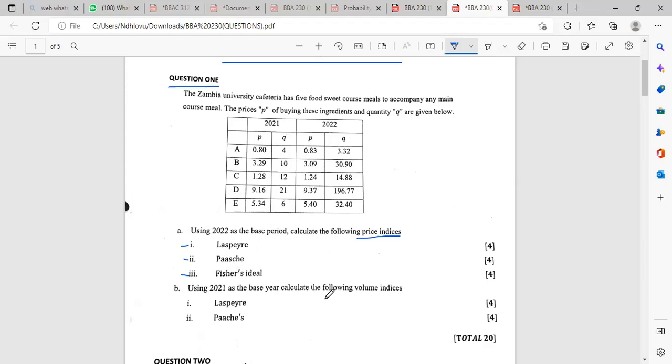Then here we're finding the volume indices. For volume indices, it's a totally different formula that we are going to use, so that we get the full marks for question 1. So quickly, let us start looking at the solution. We are using 2022 as a base period, as the previous period.